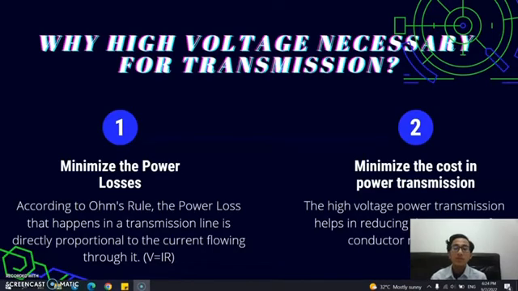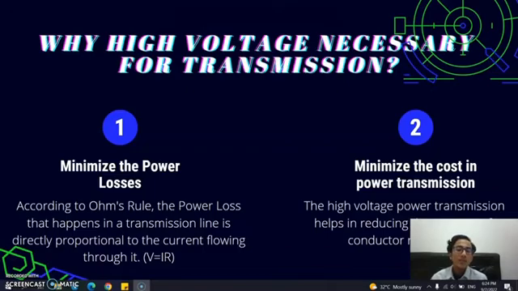Why is high voltage necessary for transmission? The network of power transmission must have effectiveness and safety compliance with cost efficiency. To comply with the above requirements, electric power transmission is carried out at a high voltage to be able to minimize the power losses and minimize the cost in power transmission.